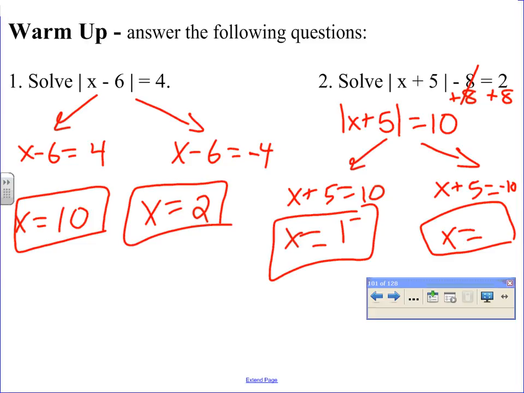Did I mess up? Oh, I'm sorry. You did say that. Kevin, my fault. Yes, it is. He's right, sorry. 5 and -15. I don't know what the heck I was looking at, sorry. Any questions on either one of those?